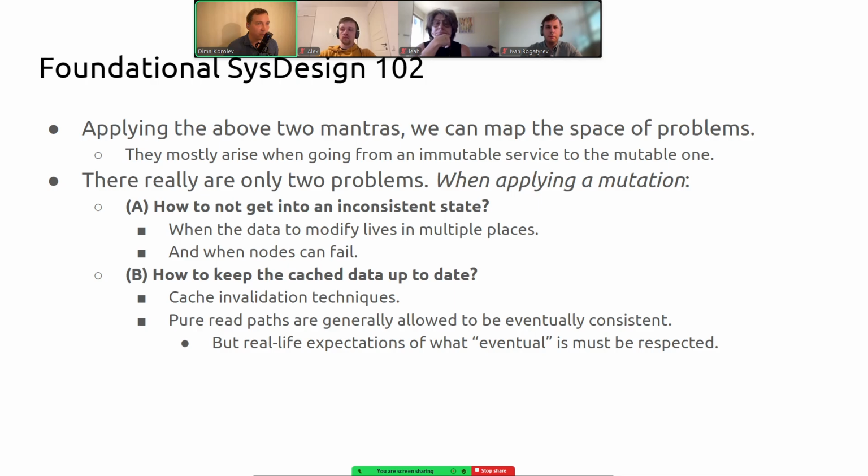These are A and B, 1 and 2. For the first one, well, that's a standard SysDesign problem. We'll get there soon. For the second one, cache invalidation is notably one of the most important problems in system design. So yes, I assume all of us are familiar with that.